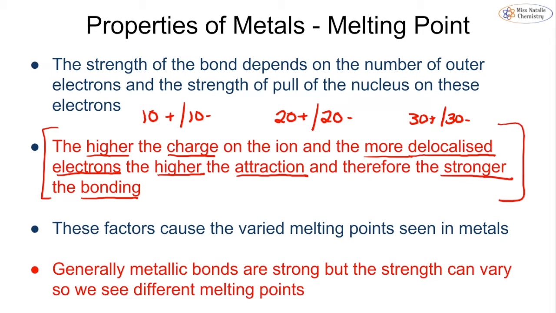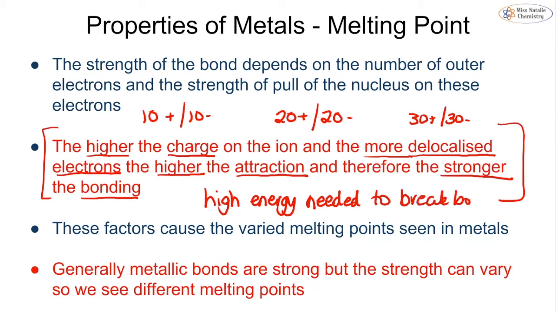And in order to overcome those strong bonds, we need to put in a high amount of energy. And this high energy, to break the bonds or overcome the attraction, you can phrase it in both ways. This is going to then give us this variation in melting points, but in general, because they are high energy, we are going to have high melting points.